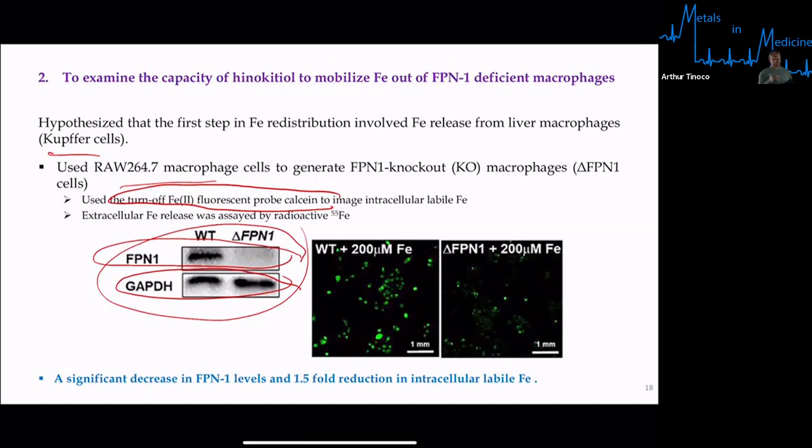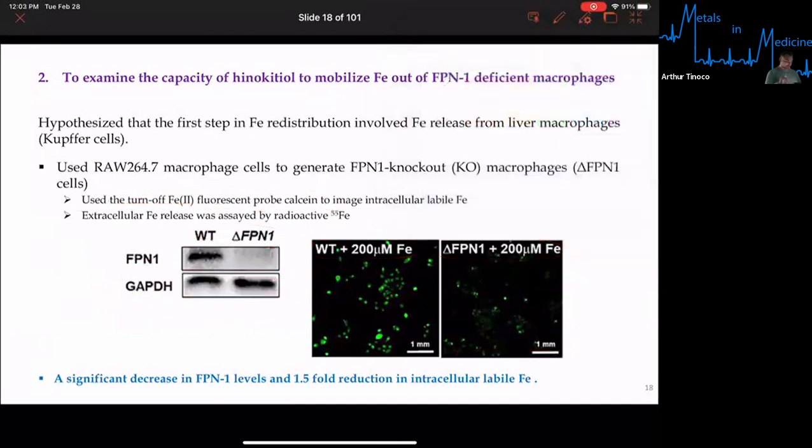So what we see here in this image is the wild type, and then we have the knockout. We have a supplementation of iron, and what we see is that there is less of a fluorescence signal, even though we're using the same amount of the calcein, we have less because there's less that's accessible in that cell. All right. And then in addition, they use a radioactive approach. They use an approach to measure radioactive iron 55 to measure the iron that's getting released from the cell.